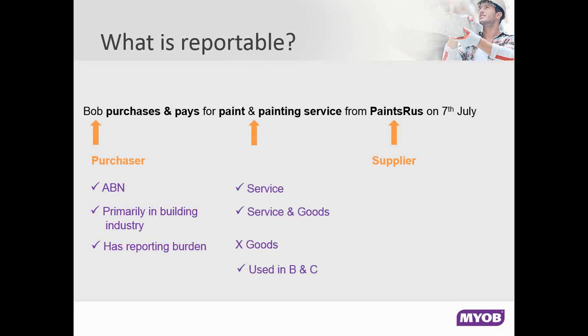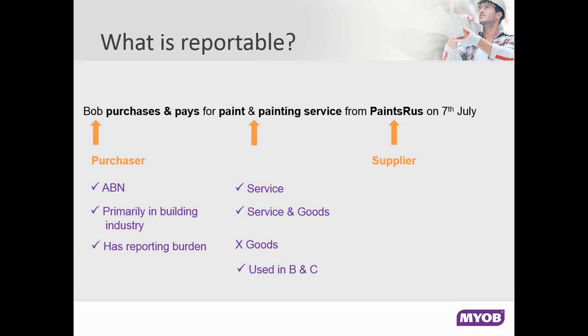Now, what I mean by paint and painting services is he bought paint, let's call that 200 litres of paint, and painting services could be a labour component that Paints R Us are supplying, and let's say that that labour component is someone painting the interior of 4 houses. Now, because this transaction has a painting service, i.e. the labour component, this transaction is caught and is a taxable payment.